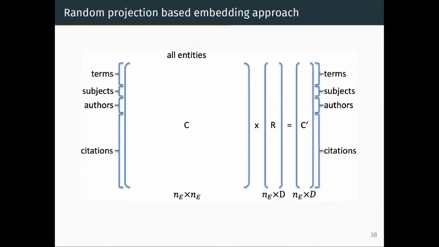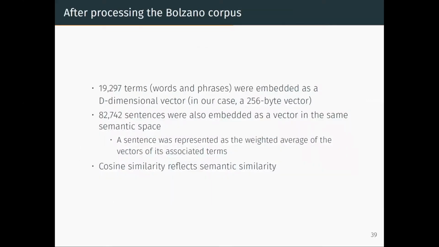After we processed this Bolzano corpus, we embedded about 20,000 terms, words or phrases, into a 256-dimensional vector. More importantly, we also embedded more than 82,000 sentences we extracted from these 30-something books of Bolzano. The point is that now the terms and sentences are all embedded in the same semantic space. In this semantic space, we can calculate anything to anything. So given a term or concept, we can find the most related sentences which Bolzano wrote about this concept. That enables digital philosophers to say: I have a concept in mind, where in these 30-something books has Bolzano written about it?